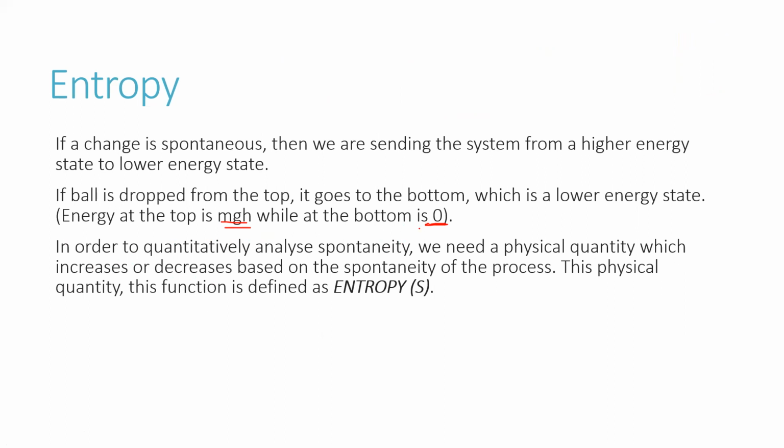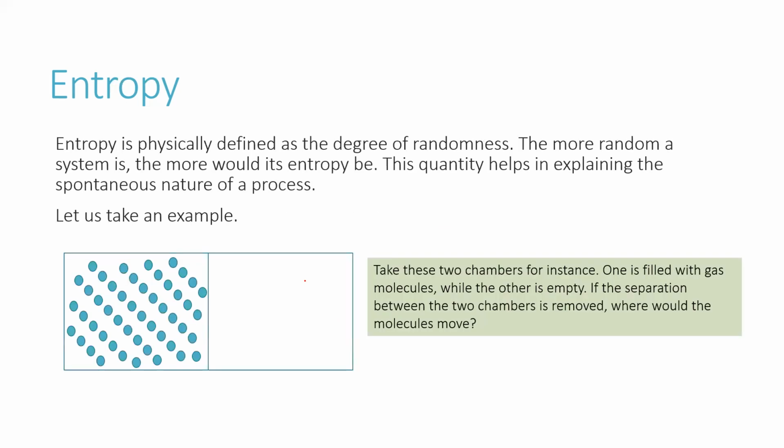In order to quantitatively analyze spontaneity, we need a physical quantity which increases or decreases based on the spontaneity of the process. This physical quantity we define as entropy. Entropy is denoted by the symbol S. Physically, it is defined as the degree of randomness. The more random a system is, the more its entropy would be. This quantity helps in explaining the spontaneous nature of a process.